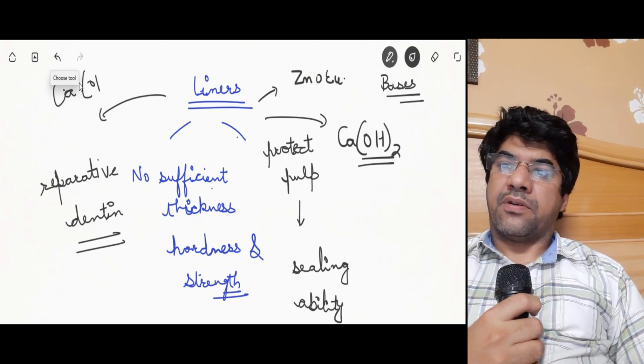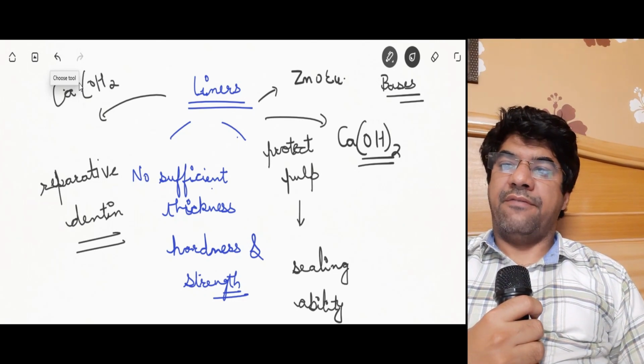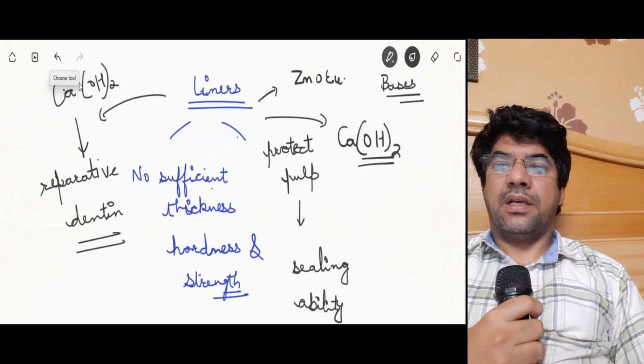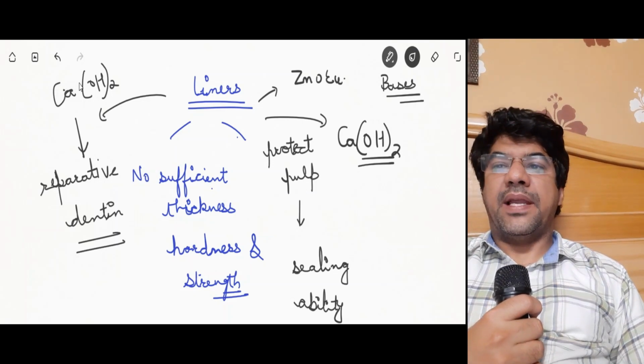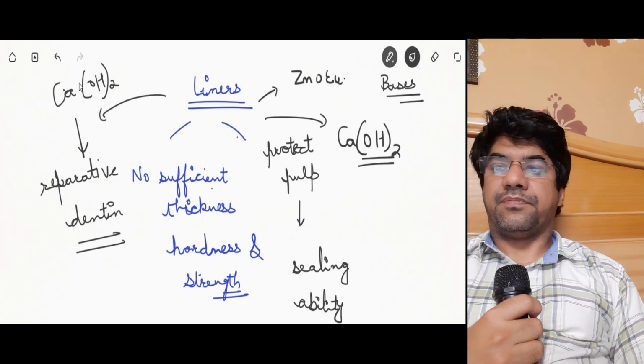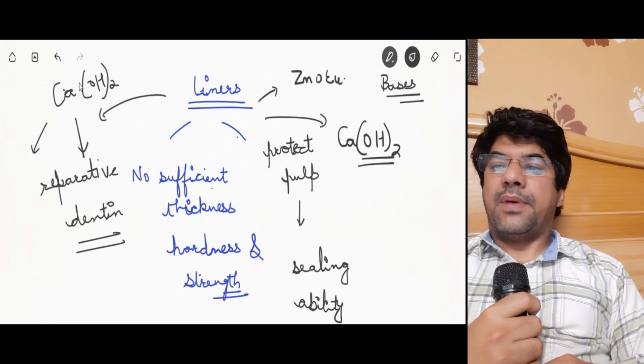It should not be used under composite restoration, as it inhibits the polymerization of bonding agent and composite. Other is calcium hydroxide. It stimulates reparative dentine formation and forms a mechanical barrier. Because of its high pH, it neutralizes the acidity of the cements. It is biocompatible in nature.